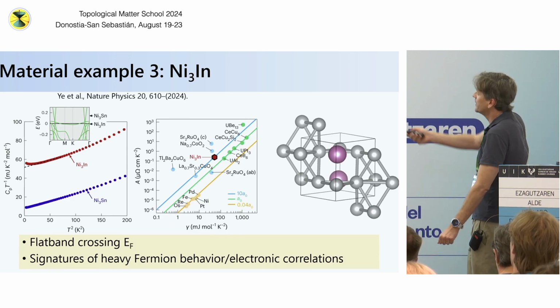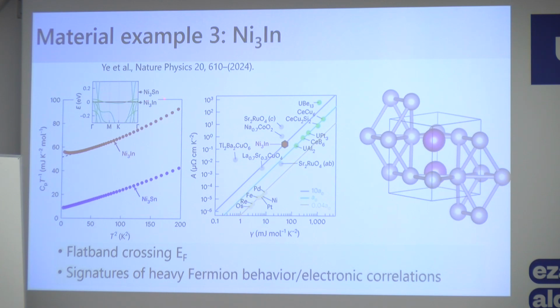And then the other thing you can do is you could say, okay, let's take a look at this compound and just replace indium with tin, and in doing so, in principle, you move the Fermi level up away from this flat band, and then you can see there's a dramatic reduction in the Sommerfeld term.